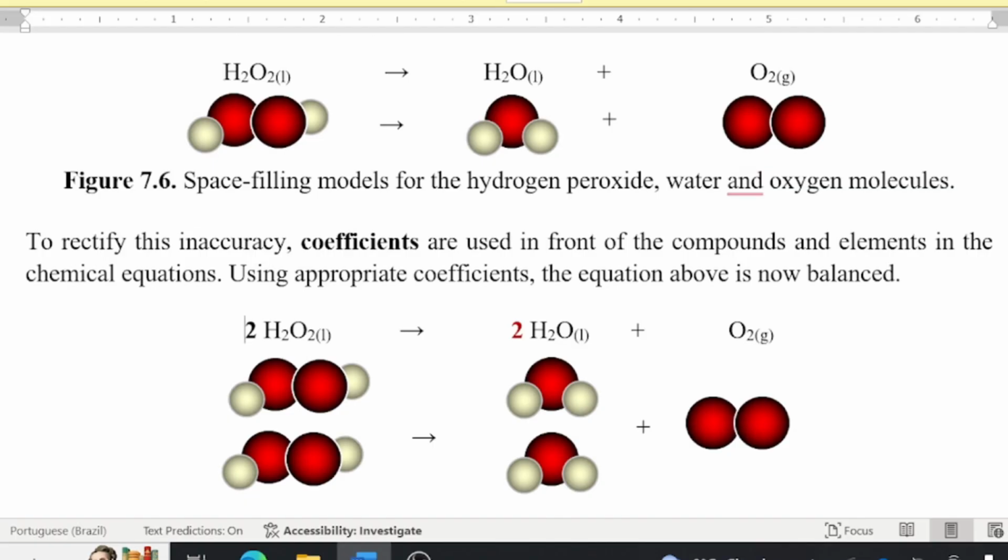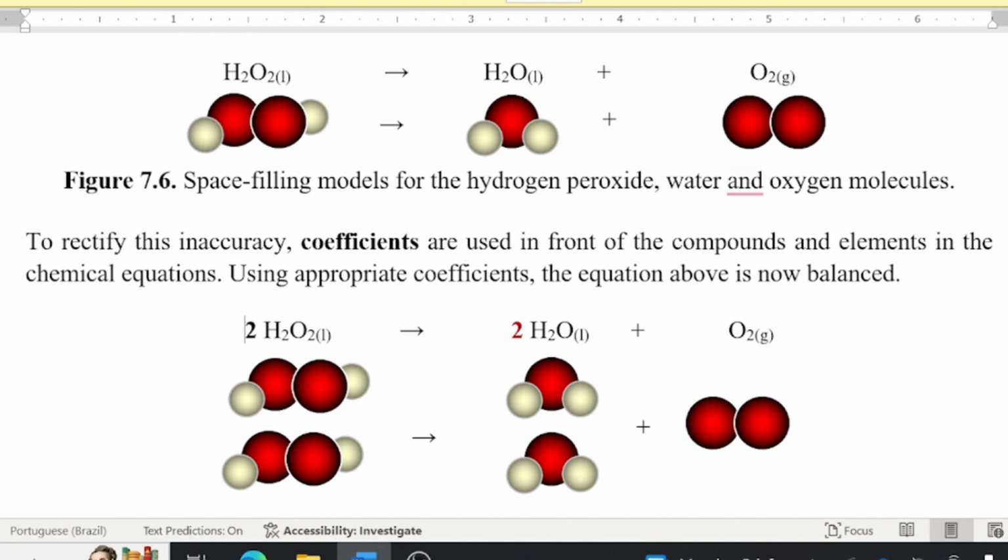So go back here, and let's see what we did. We had more oxygen over this side than over there. So the obvious thing was to try to put a 2 there. Do not change the formula of anything. You're only using coefficients here. If you put a coefficient of 2 here, it means everything is doubled. That's why I deliberately showed you how you have 2 molecules here.